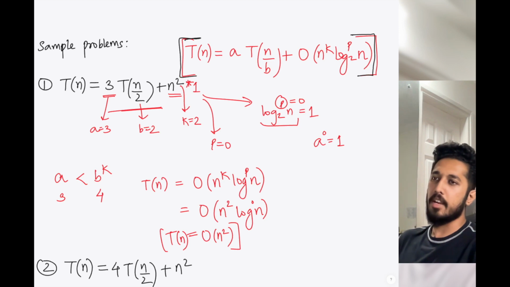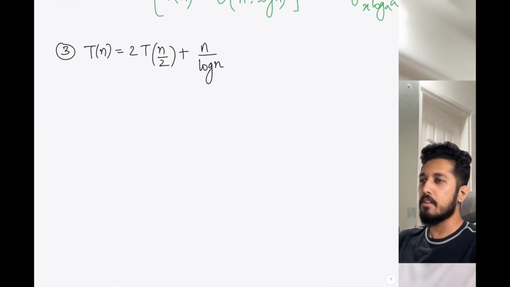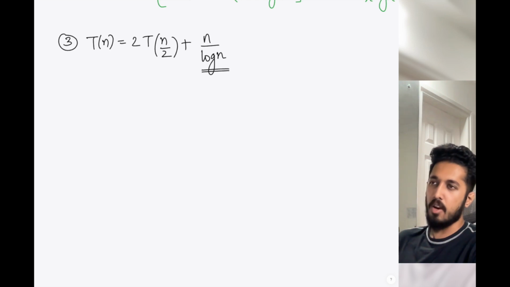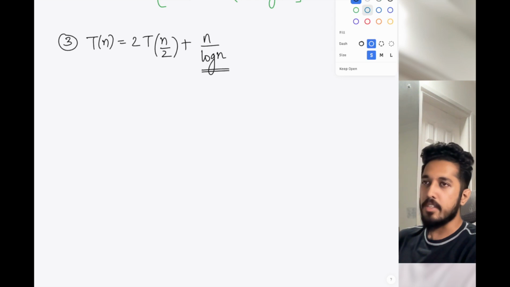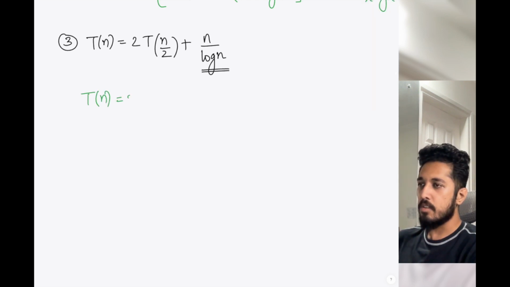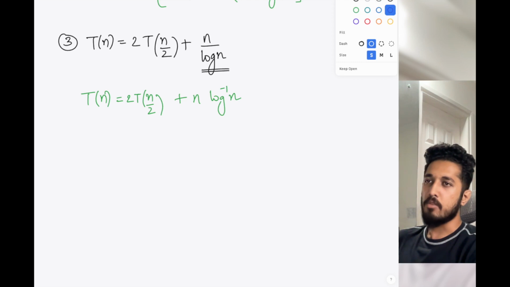Big O of n power k log base 2 n power p. Someone might say this is not similar because right here the log is down. But as you know, we can actually take the log up and have the power as -1. Therefore, we can rewrite this equation as T of n equals 2T of n by 2 plus n into log power -1 n. Now we can compare this equation and find out the values of those variables.